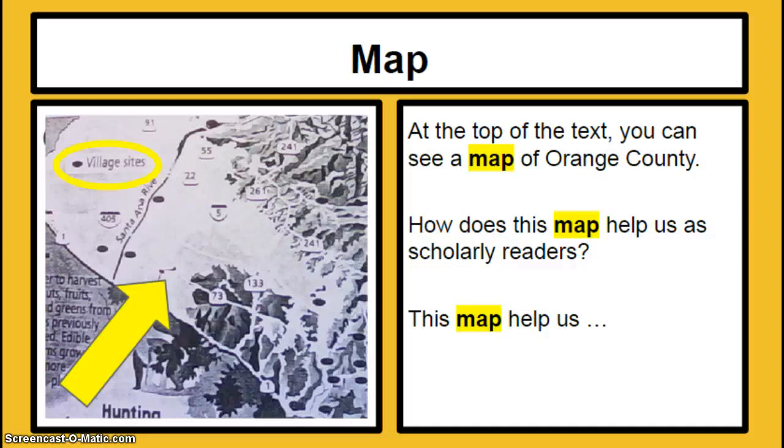Okay, so check it out. At the top of the text, you can see a map of Orange County. Do you see it there? Cool. All right. So carefully look at that map. How does this map help us as scholarly readers? What does it help us to locate? What information do we get from this? Talk to your partner about it. This map helps us. Pause the video.